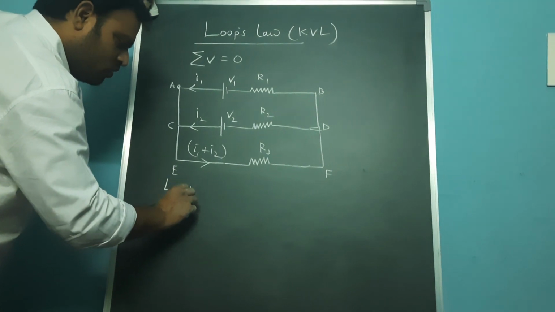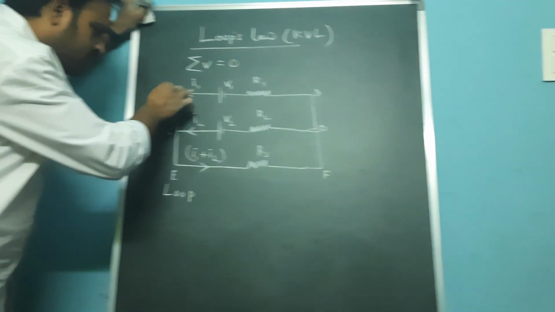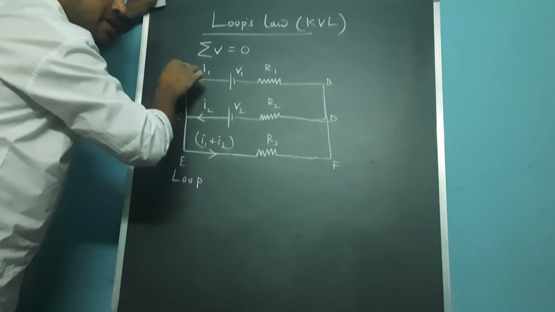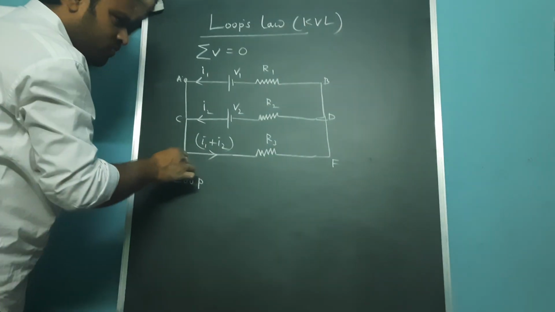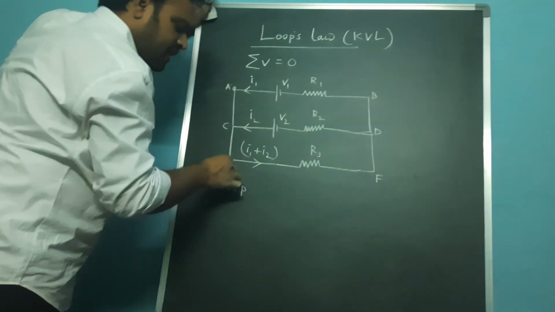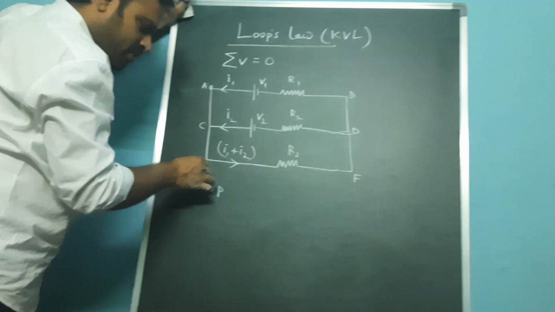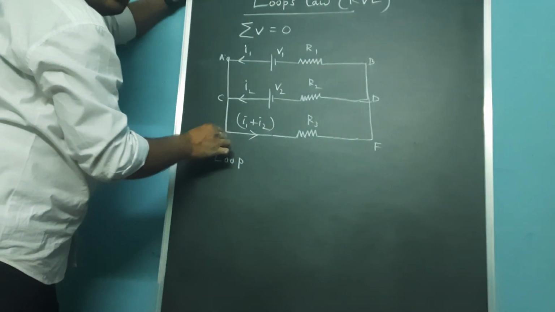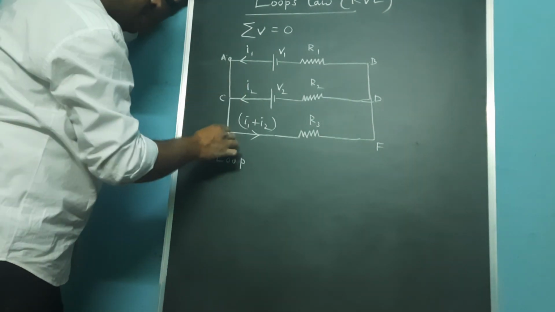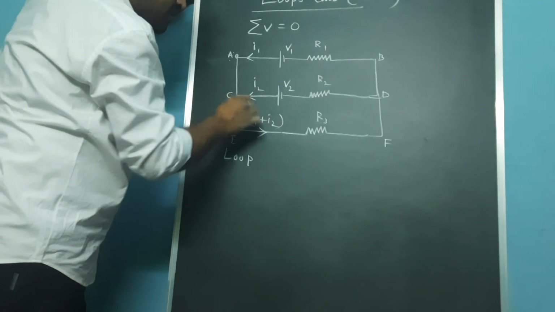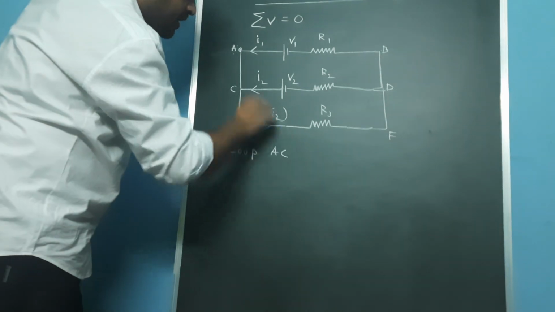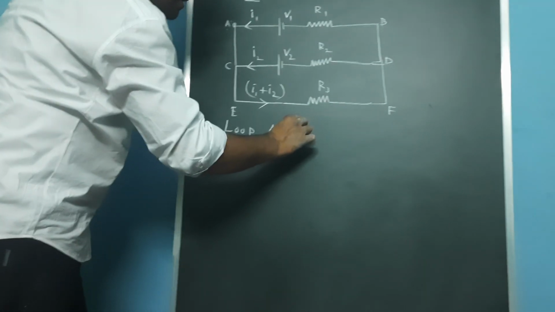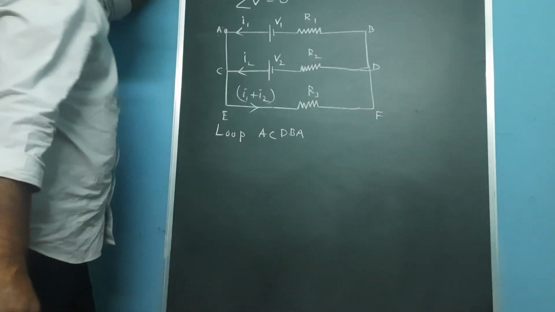How many loops are there, children? First we'll see the loops. A, C, D, B, A is the first loop. Next, the second loop, E, F, D, C, E is the second loop. And the third loop is E, F, B, A, E. The first loop is A, C, D, B, A.